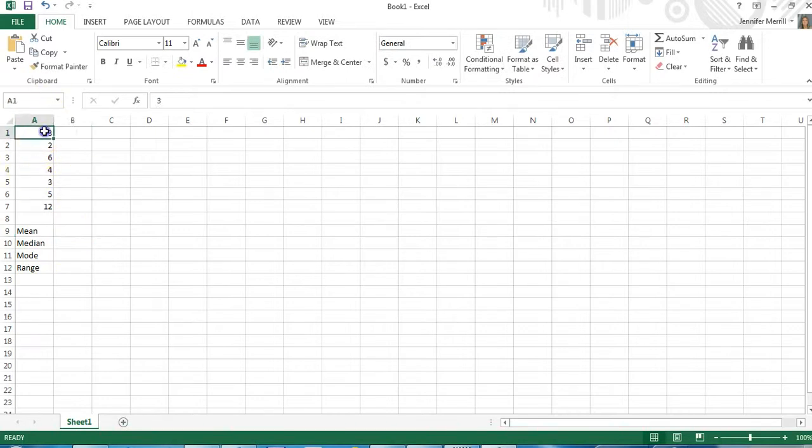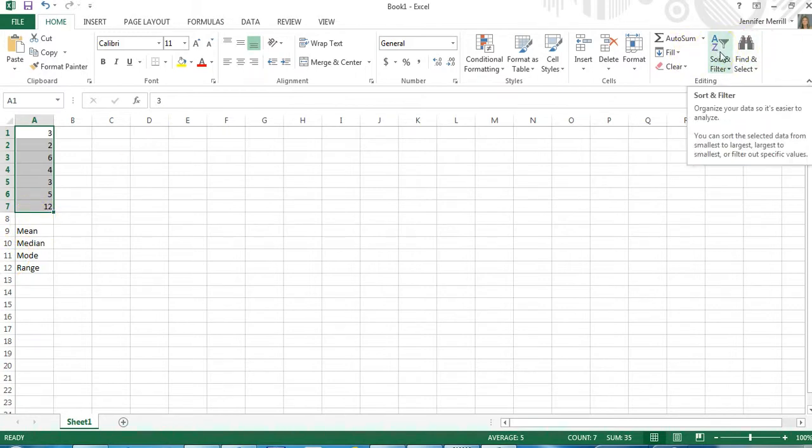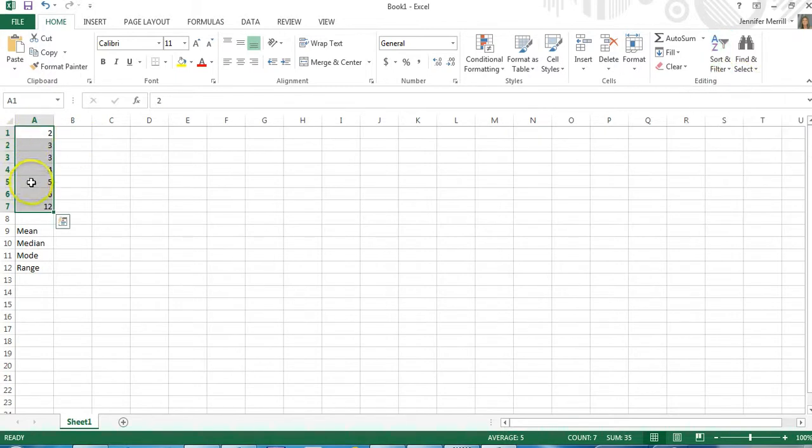If I wanted to sort this data from smallest to largest, I'm going to highlight the data that I want to sort. I'm going to go up here to the upper right hand corner and click on sort and filter. And then I'm going to click sort smallest to largest. If you see, our data is now sorted. If you take a look at the bottom of the screen, it says that our sum of these numbers is 35. There's 7 numbers total that are highlighted, and the average of those numbers is 5. Well, we know that the average is the same as the mean.